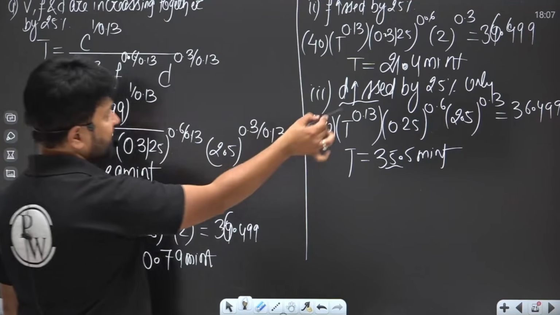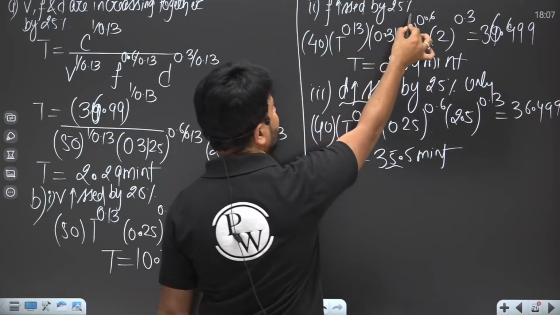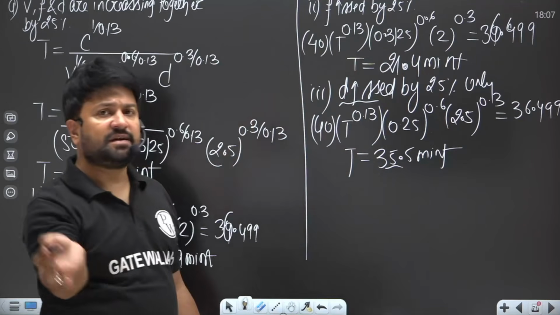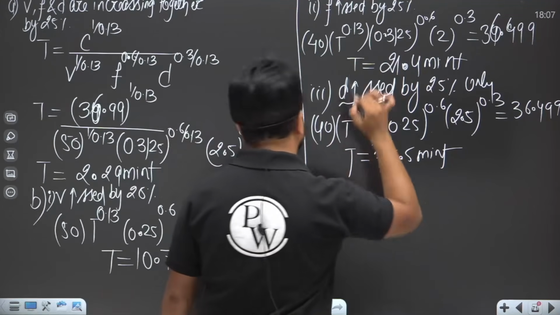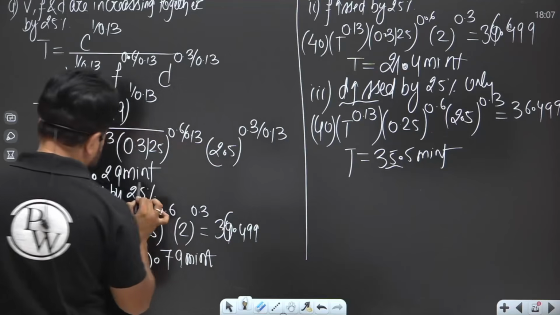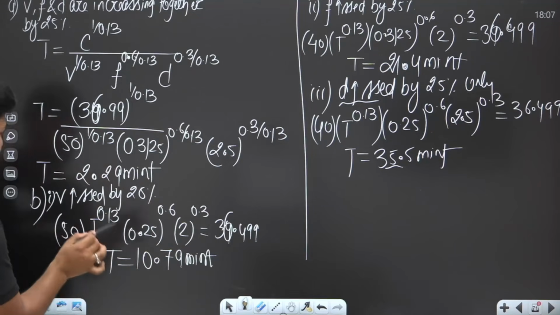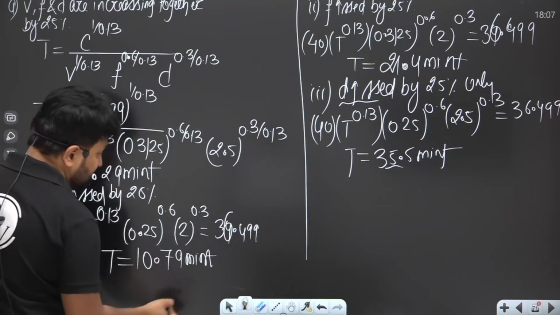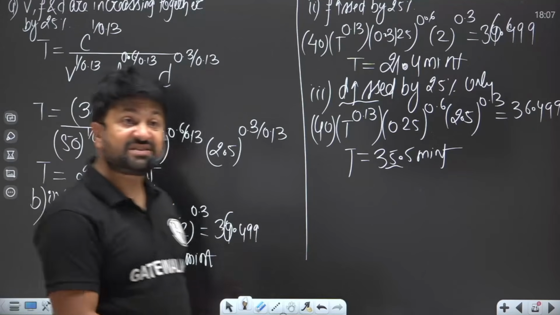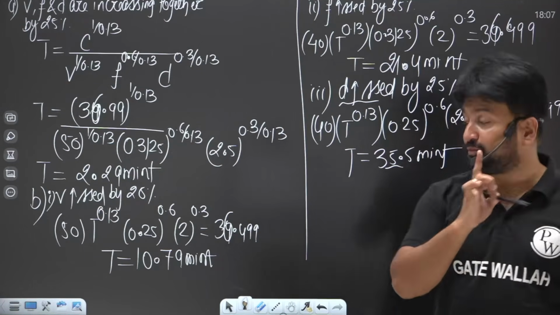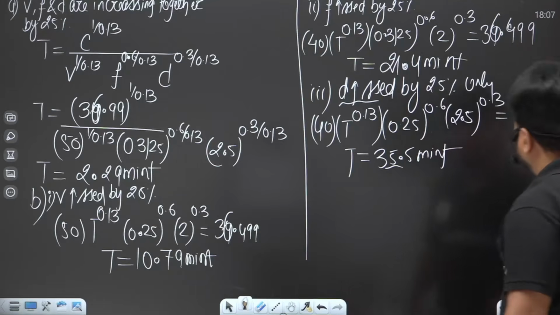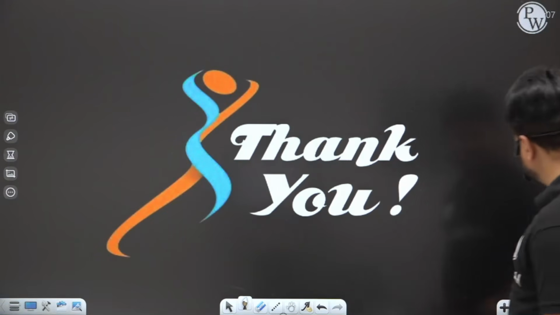If you increase the feed by the same amount, 25%, then tool life decreases from 60 minute to 21.4. If you increase the velocity by the same amount, then tool life decreases from 60 to 10.79, which is very large. So velocity affects more. It is proved that velocity affects more, my dear.